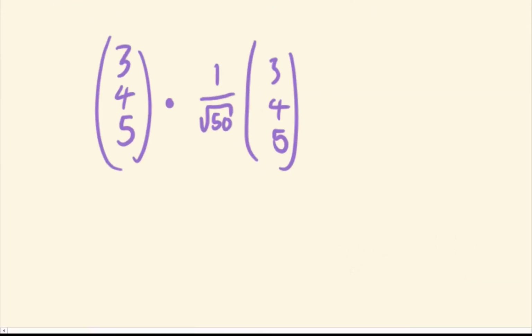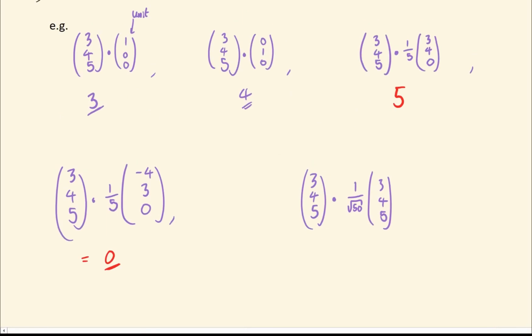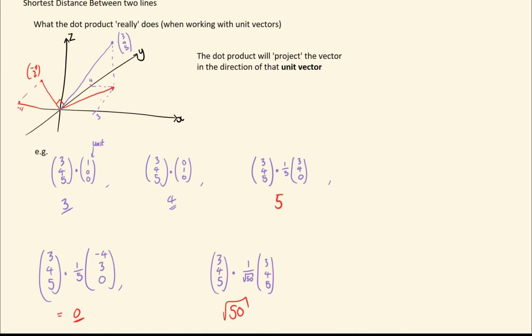And lastly, I could also dot it in the direction of the line itself. So here, if I dot this with its own unit vector, it'll just tell me how long the line is. And in this case, this gives me root 50, which was the length of my original line. Okay, hope that makes sense. The key idea is that if we dot a vector with a unit vector, it will tell us how long it is in that direction.